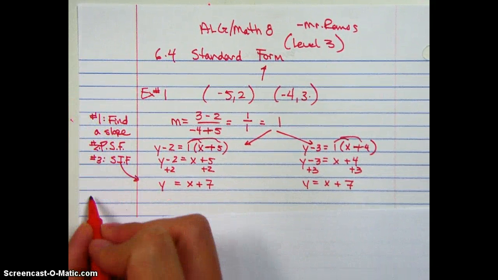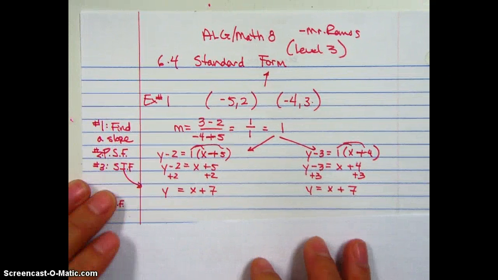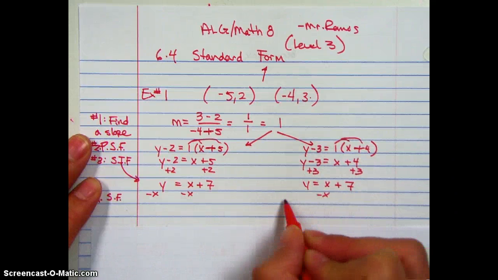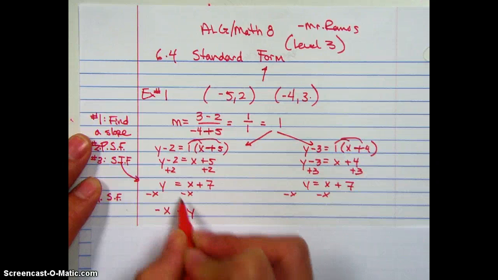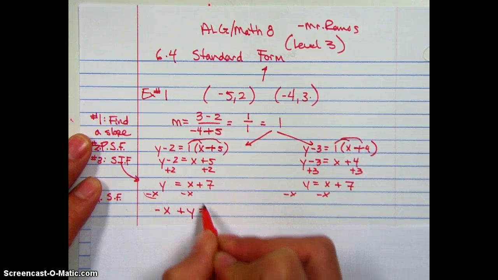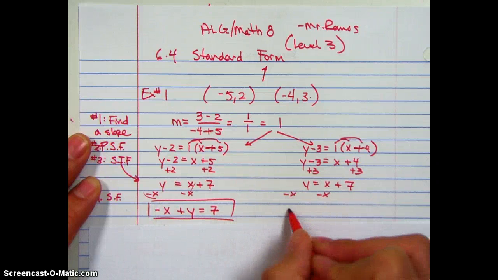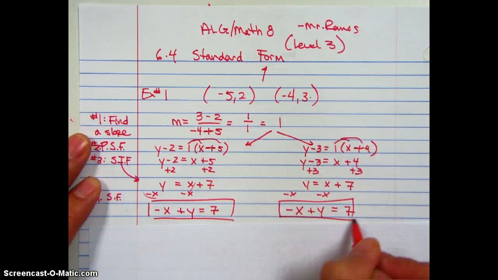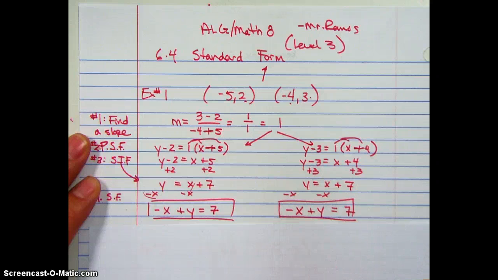The last thing I would need to do is to put it into standard form. In this particular instance, all I have to do is subtract my x. I'm just going to move that term with the x over to the other side. And I get negative x plus y, that's on the left hand side here, equals 7. And that's standard form. If I would have done the same thing on the other one, I'm going to get the same exact answer. So it goes to show you that you can find the slope and then you can use either point, you'll arrive at the same answer.